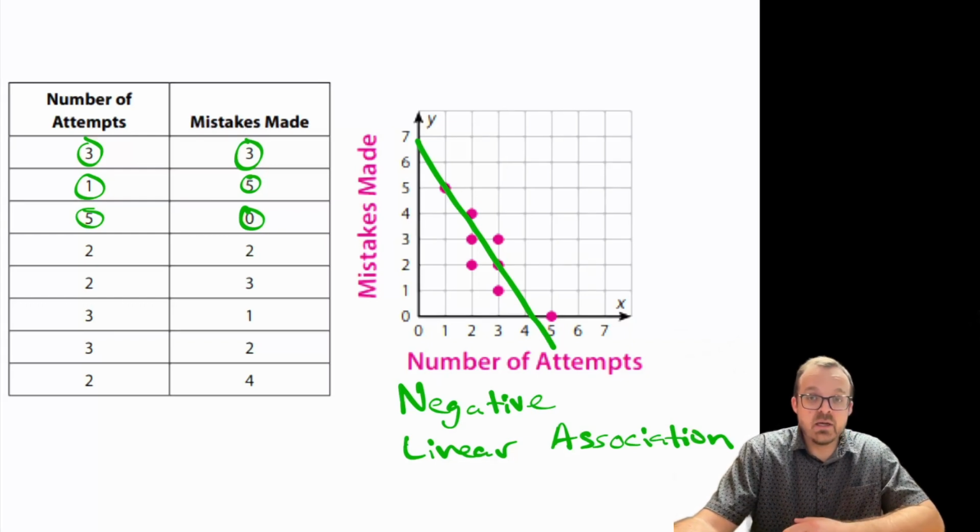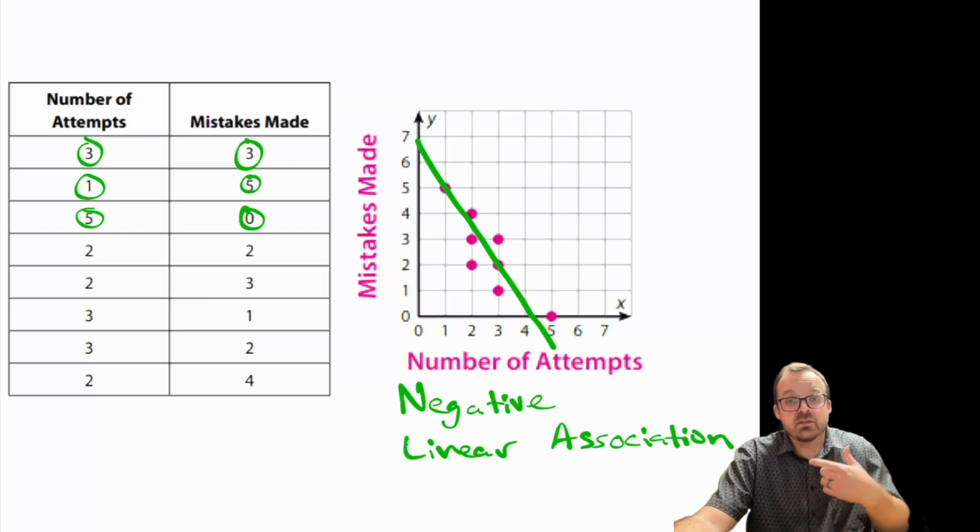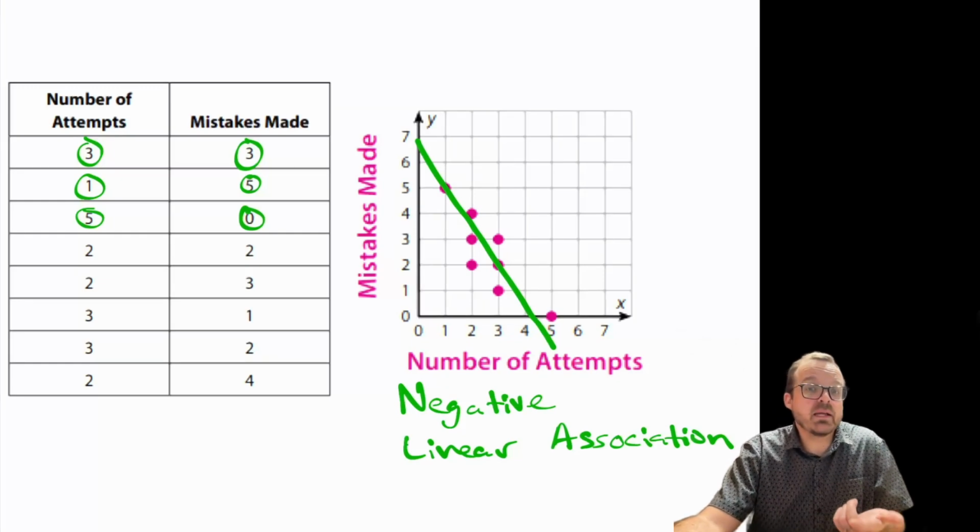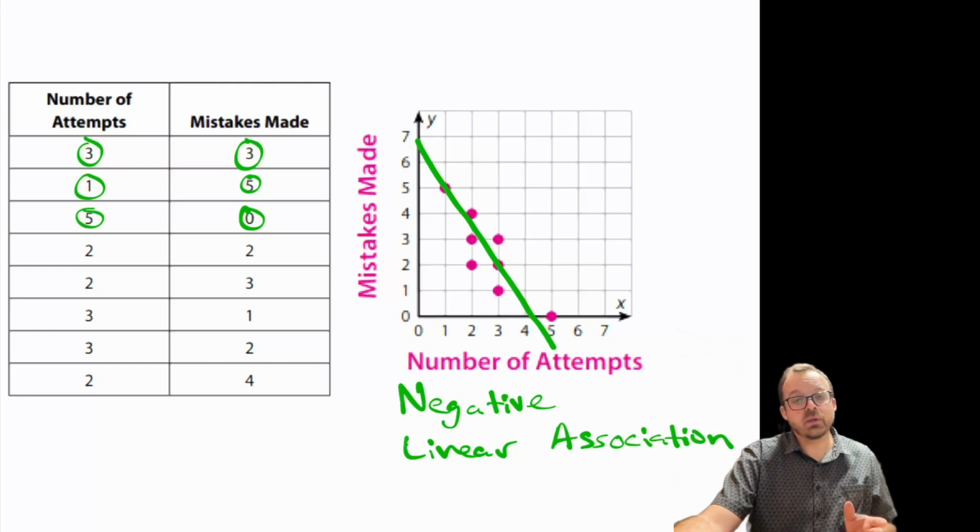This is how it is. The more times you do math, the less mistakes you're going to make because you're practicing it. And when you do make a mistake, you learn from it. And so you do it again, and you'll probably make less mistakes because you're learning from your mistakes. All right? So that's kind of what a negative trend is.